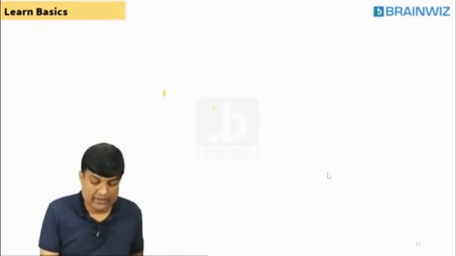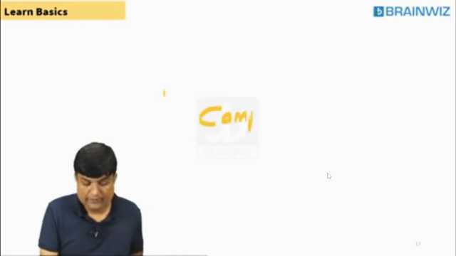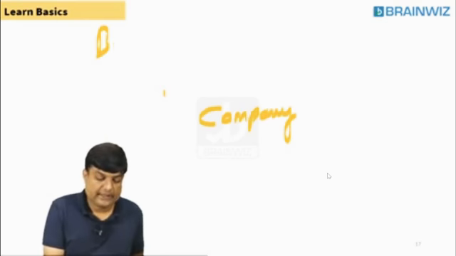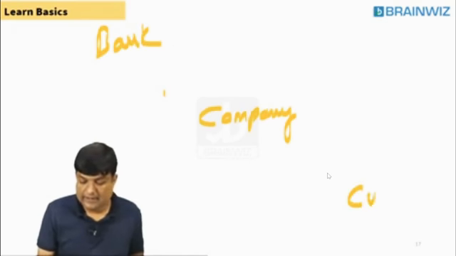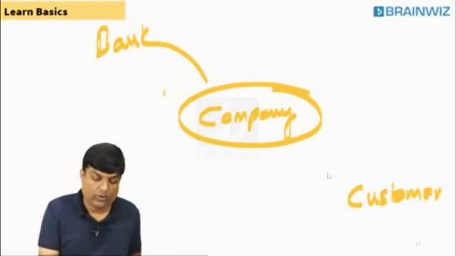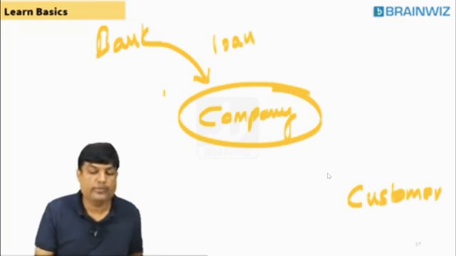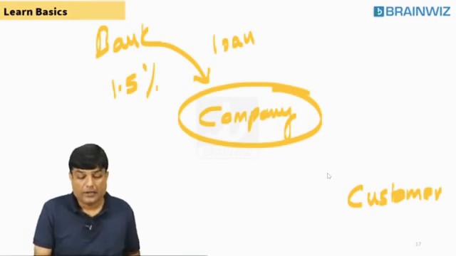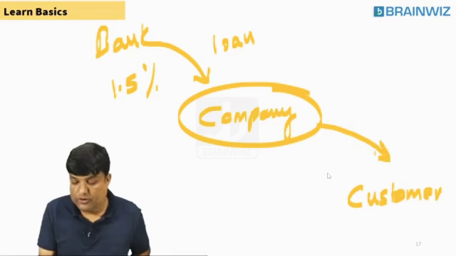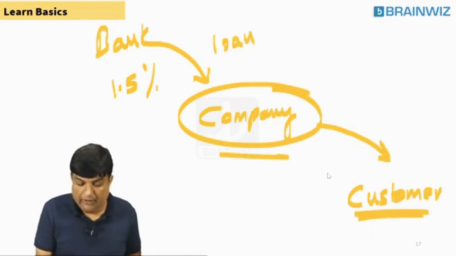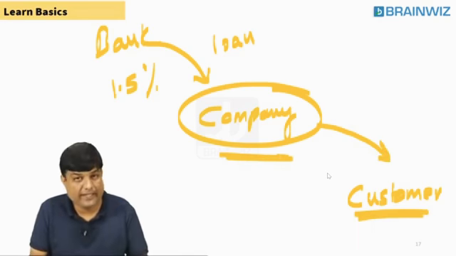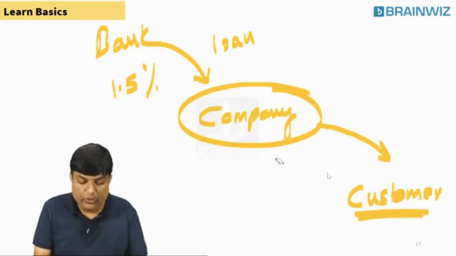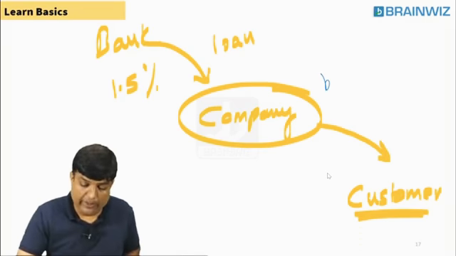Following, everybody? So this is the company, this is the bank, and this is the customer. As per the rule, the company will take a loan and do the business, and the interest rate is 1.5% per month. The company should also collect from the customer. The customer is coming and taking goods without paying any amount, meaning on credit. So definitely, who is going to bear the loss?